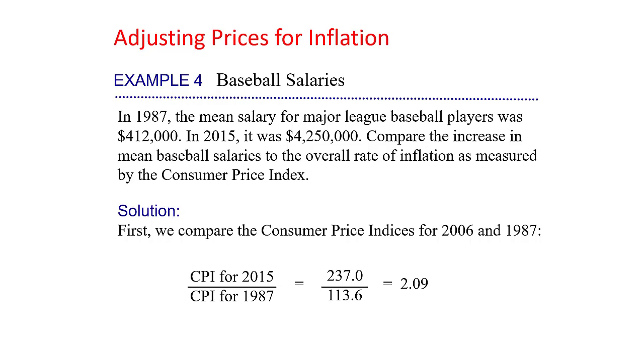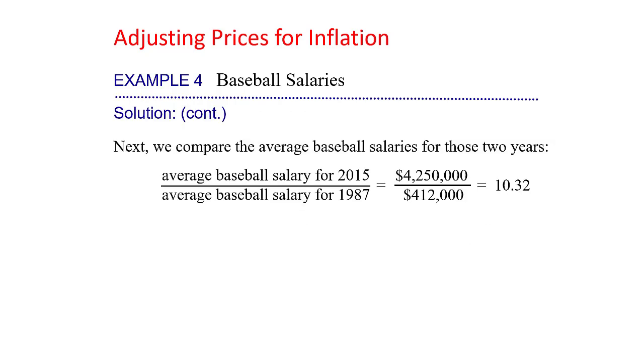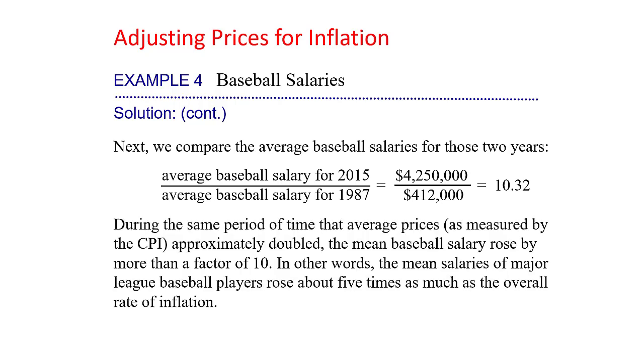So if the salaries stayed the same, followed that same rate of inflation, then they only should have doubled instead of going up basically by a factor of 10. And we can compare that, right? There's our factor of 10. So we can see that even though prices doubled, salaries went up by a factor of 10. And that's another way of being able to compare these rates of inflation, right?